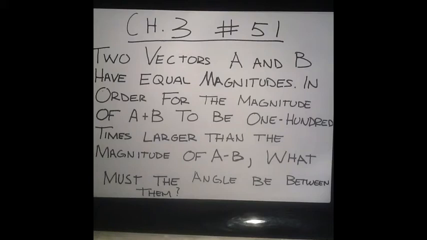This is chapter 3, problem number 51. Two vectors A and B have equal magnitudes. In order for the magnitude of A plus B to be 100 times larger than the magnitude of A minus B, what must the angle be between them?